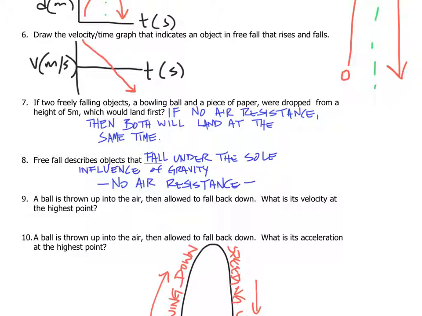It's unbiased. It pulls big things, small things, all down at the same rate. So if the bowling ball and the paper were dropped at the same time in free fall, this is your key right here, free fall, then both will land at the same exact time. Okay, so just to recap here, free fall is describing objects that fall under the sole influence of gravity. There is no air resistance.